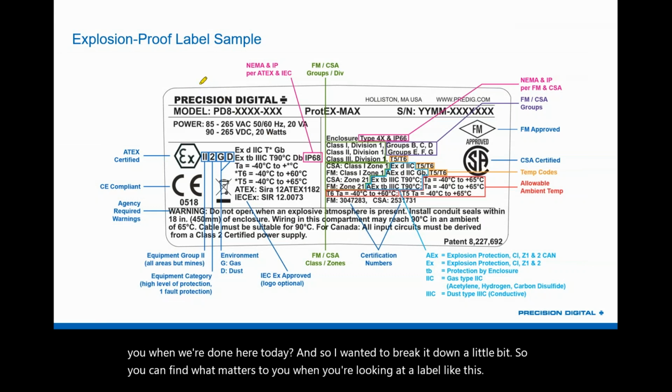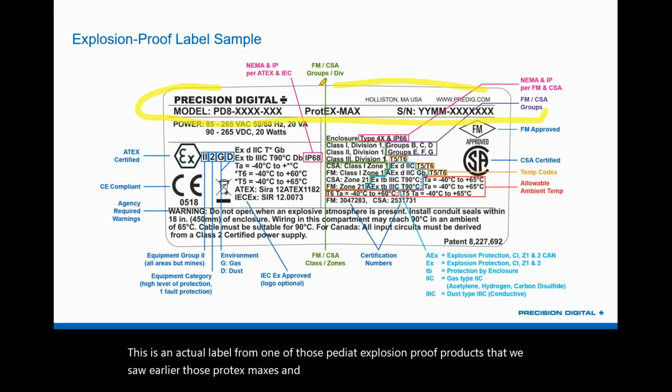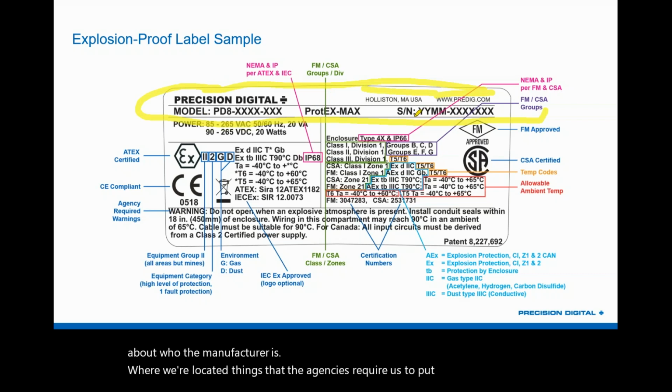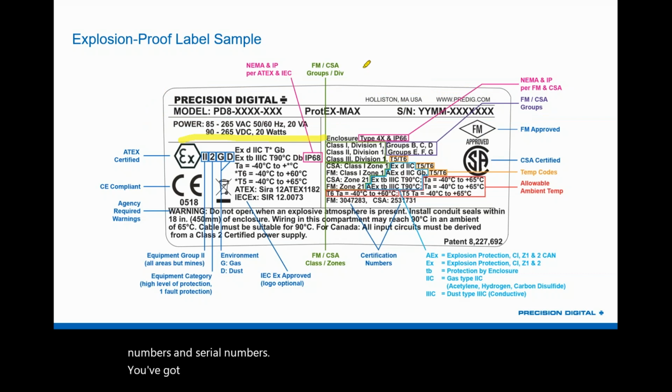This is an actual label from one of those PD8 explosion-proof products that we saw earlier, those Protex Maxes. The whole top part of this label is really just about who the manufacturer is, where we're located, things that the agencies require us to put on there, model numbers and serial numbers. You've got the power requirements on there. That's pretty straightforward.